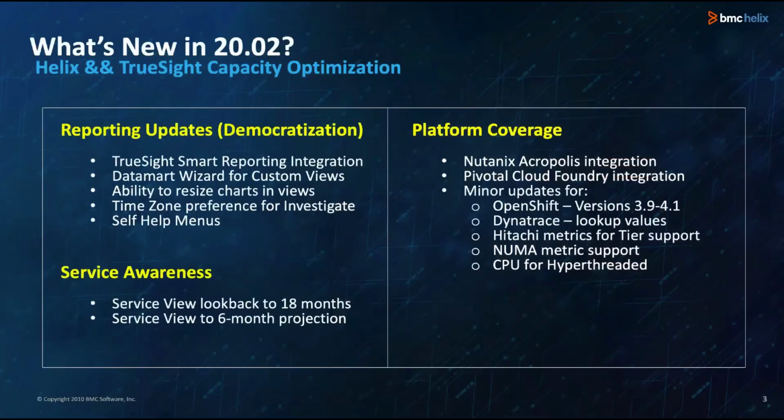And then finally, there are some minor updates to existing ETLs, specifically around OpenShift. We've expanded support for versions 3.9 to 4.1. For Dynatrace ETL, we've added some additional lookup values that allow the browsing to be a bit easier. Hitachi Storage, we've added new metrics to allow for tier support. And then we also updated our ability to provide non-uniform memory access support, or NUMA support, and then updated our calculations around CPU for hyper-threaded systems.